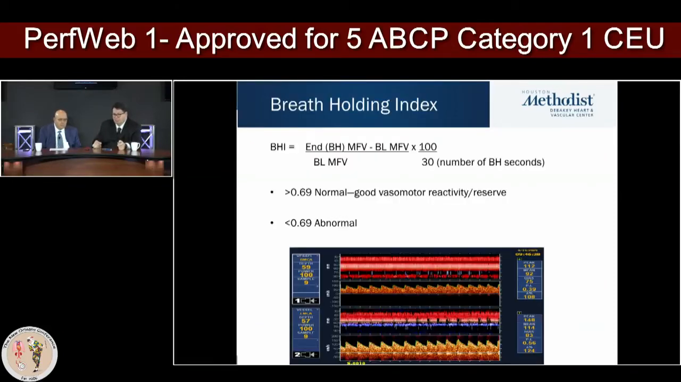First, this is the breath holding index. It's a real simple calculation. We try to monitor both sides at the same time, so the same CO2 or hypoxia effect will have the same effect, and you compare the two sides.